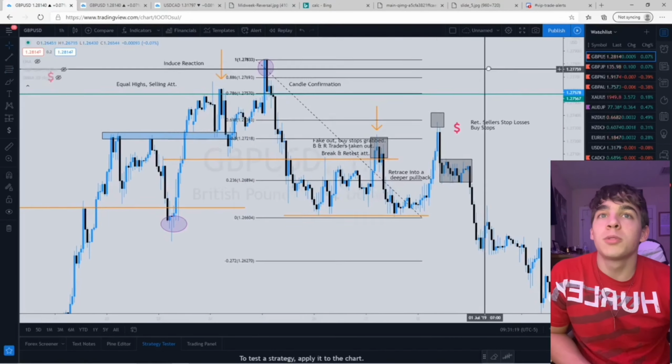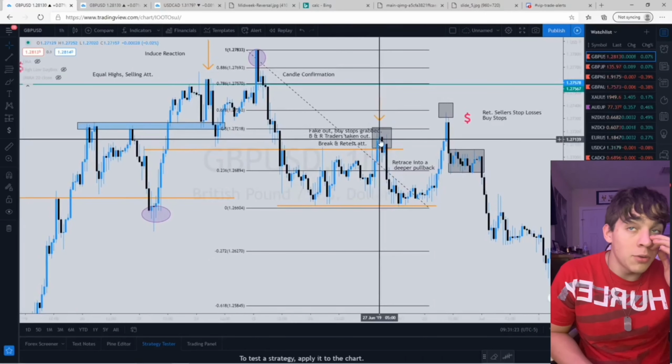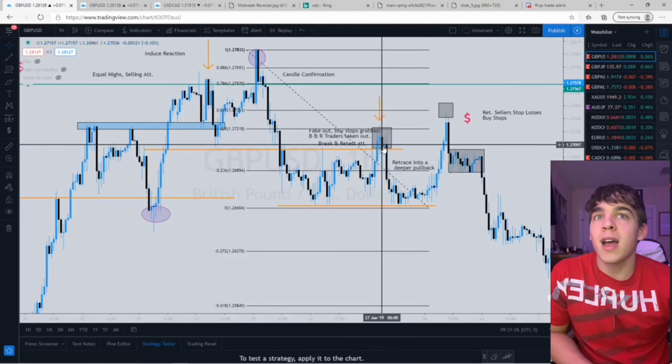We see a push up to the 0.5. Fake outs, buy stops grabbed. See what we have going on here? Fake out, push to the upside, buy stops grabbed, break and retest traders, a little bit of rejection, and we're coming back down to these lows, grabbing liquidity.